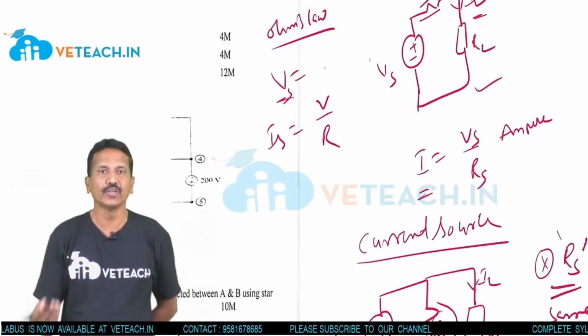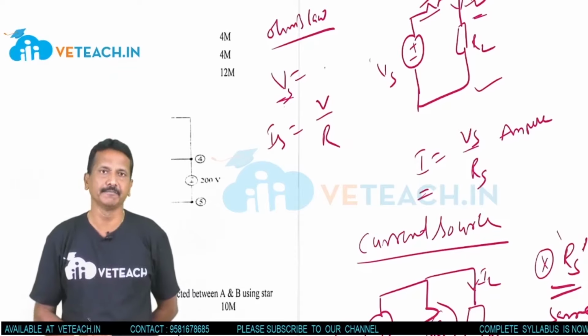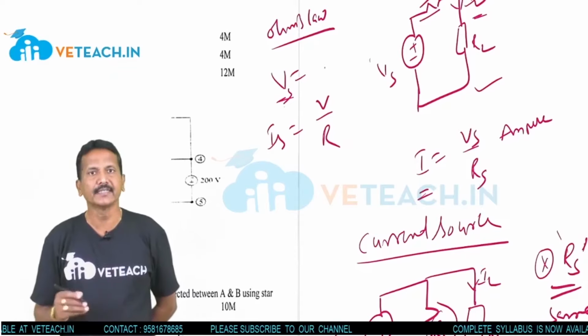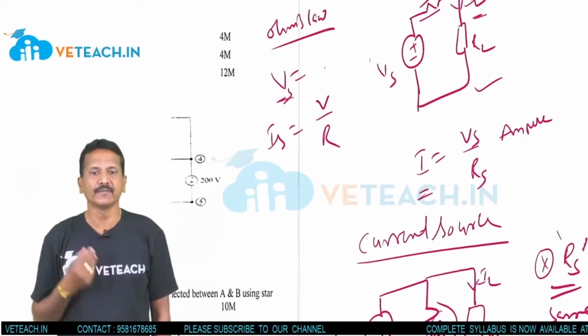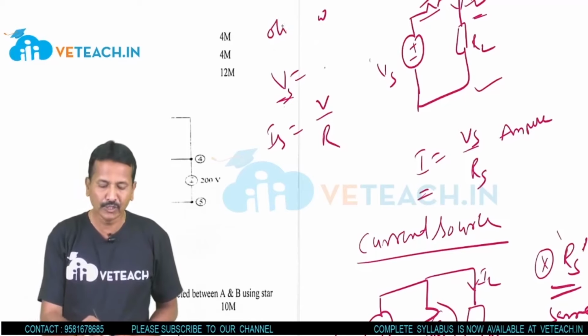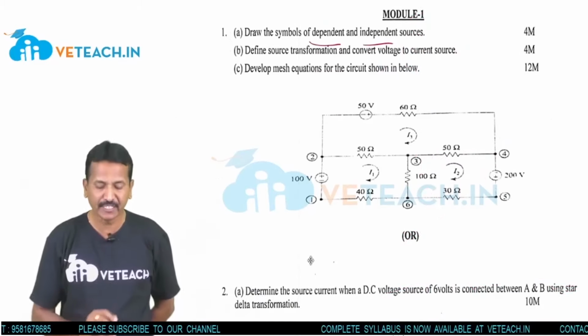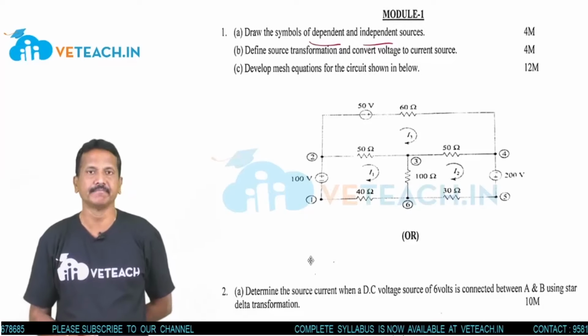It may be a voltage source or it may be a current source, but the internal resistance never changes. So like that, with source transformation we can convert from one source to the other. By using which law? Ohm's law. Third one: develop mesh equations for the circuit shown in the figure.